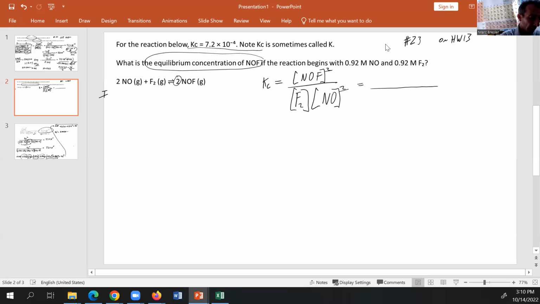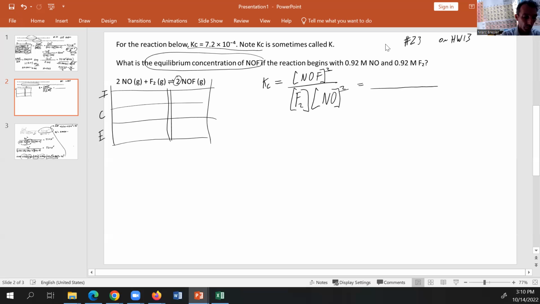So looking at your ICE table can help organize your thoughts. So you put 0.92 for NO, and then 0.92 for F2, and then 0 for NOF. So knowing that this is 0 and this is 0.92 and 0.92 squared, that's going to end up being 0. So your Q value is 0. So Q is less than K. So you're going to form products. So that means you're losing reactants.